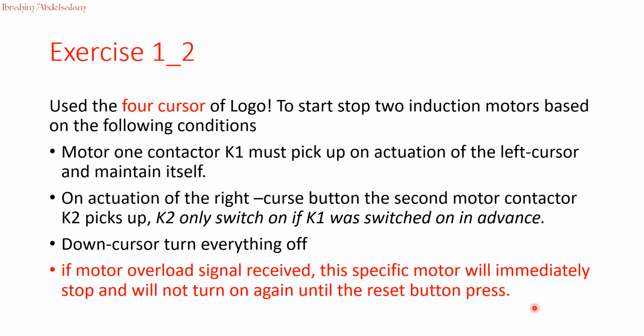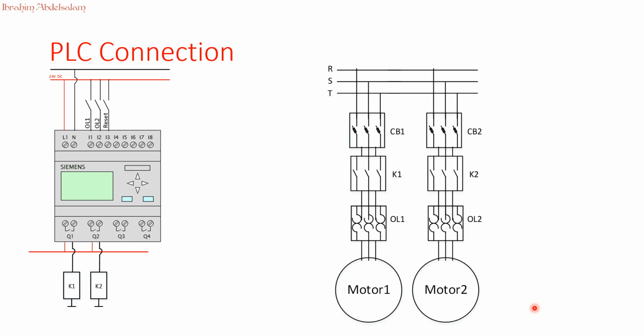Okay, to understand the PLC connection better, we have an overload relay for each motor. For example, if motor 1 is overloaded for a certain time or takes more current than it's rated for, the overload relay will change its contact state from open to close or from close to open.